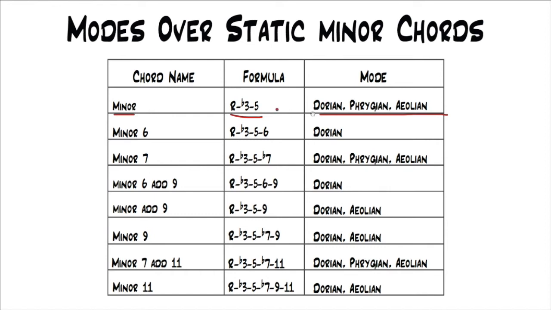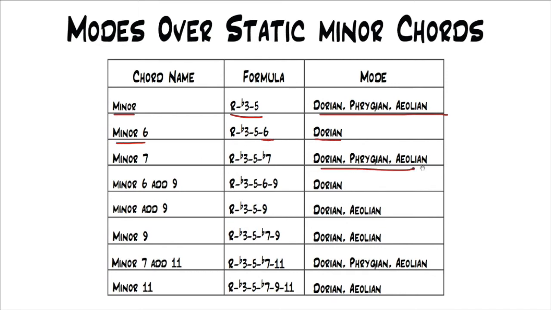So again, minor triad, you can use any of the modes. Minor 6, you can only use Dorian because the minor 6 has a major sixth in it, and Dorian is the only minor mode with the major 6. The others have minor 6, so that the other modes wouldn't work over a minor 6 chord.